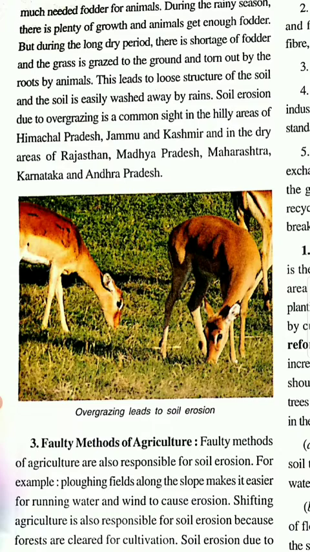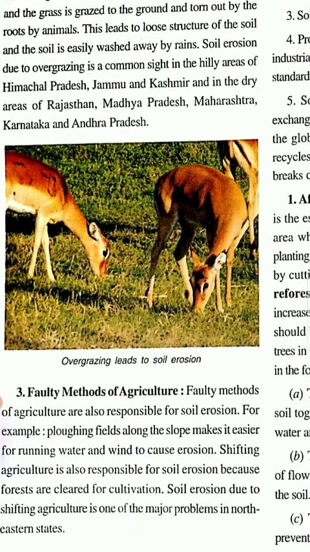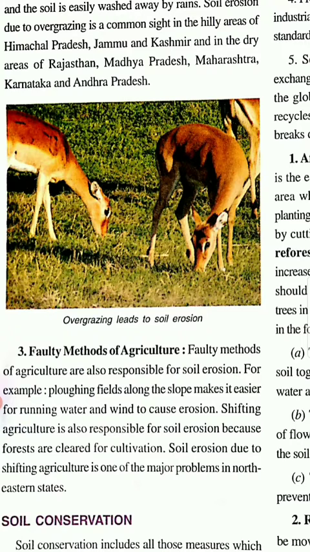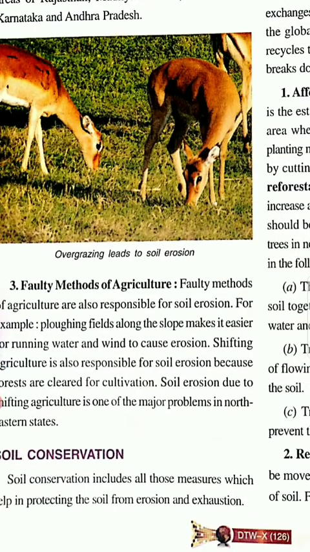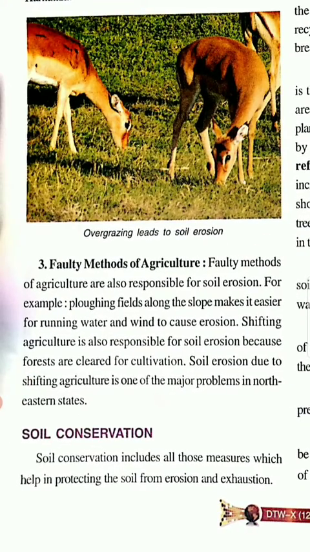Once that soil is used, the land becomes infertile. But when the land becomes fertile again, because of the lack of vegetation, the top layer of soil is washed away. So soil erosion due to shifting agriculture is also a major problem in the northeastern states, because these northeastern states are home to many types of tribes. These tribes practice shifting cultivation even at present.